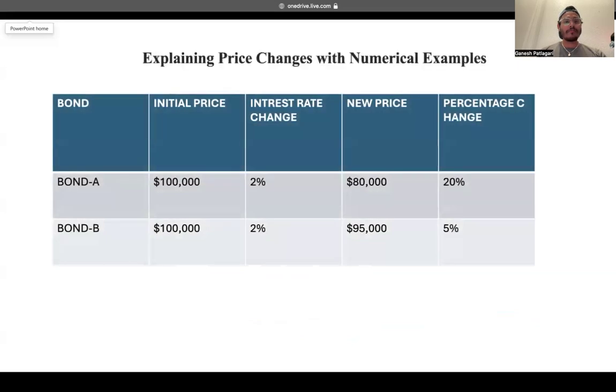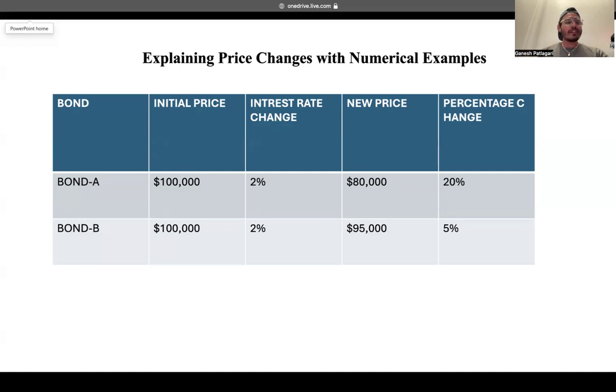And let's see the table, explaining price changes with numerical examples. For bond A and bond B, the initial price is $100,000, and the interest rate change for the two bonds is 2%. The new price is $80,000 for bond A and $95,000 for bond B. The percentage change, we can see, is a 20% drop in bond A and 5% for bond B.